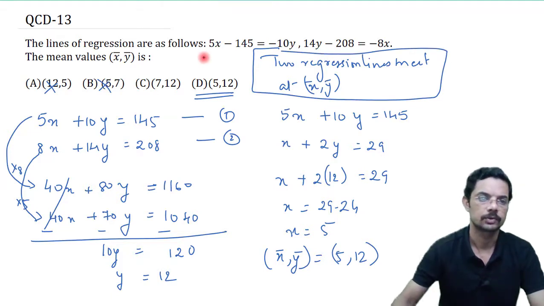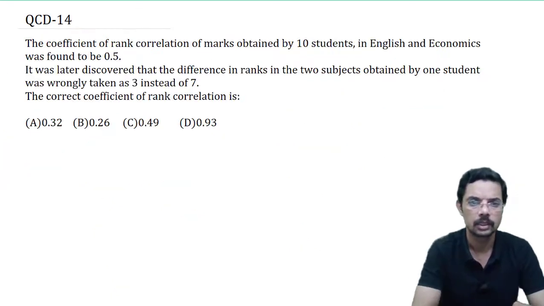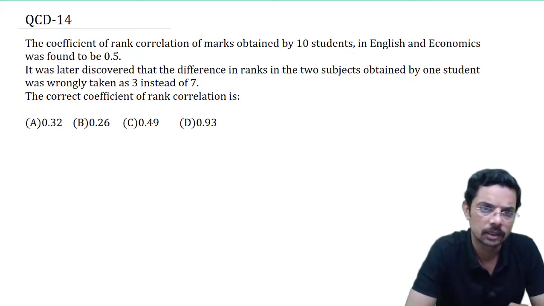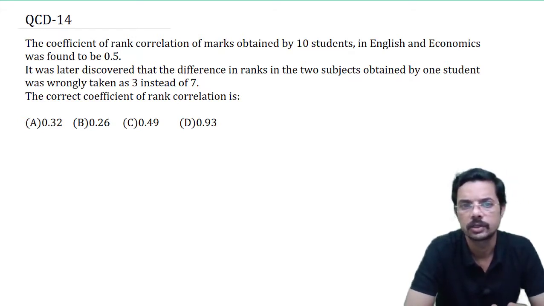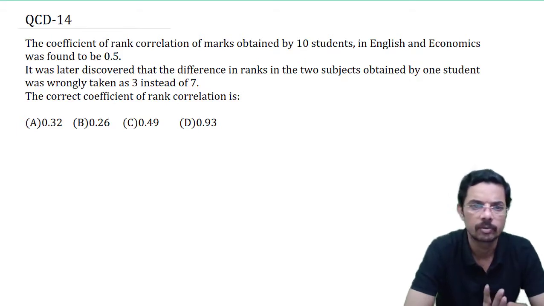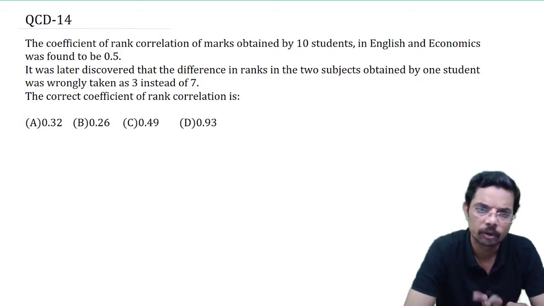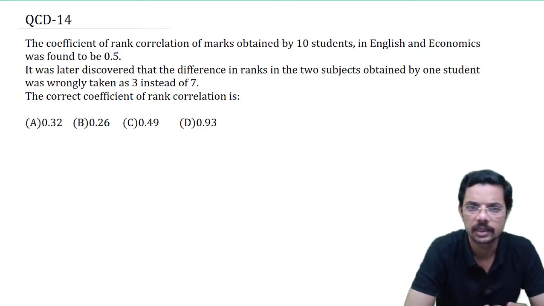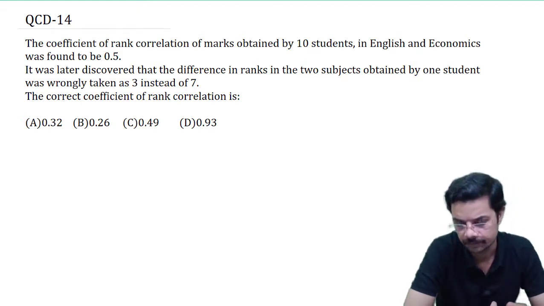Okay, next question is question number 14. In question number 14, what we have? The coefficient of rank correlation of marks obtained by 10 students in English and economics was found to be 0.5. Later discovered that the difference in the ranks in the two subjects obtained by one student was wrongly taken as 3 instead of 7. Here the correct coefficient of rank correlation is dash.